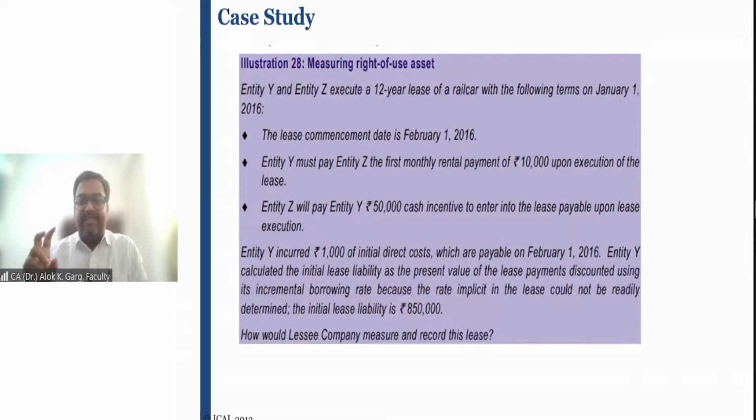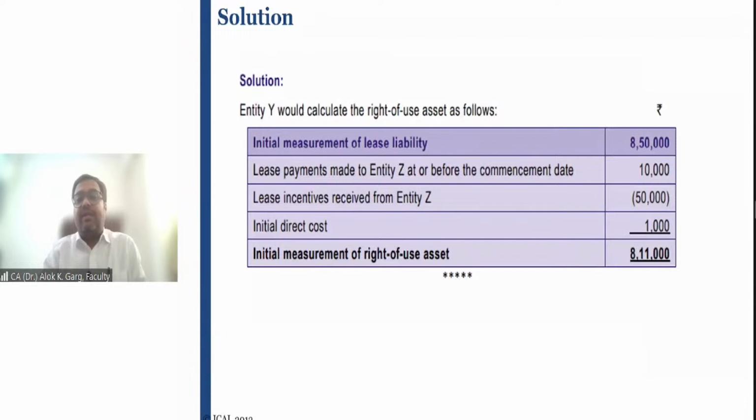8,50,000 is your lease payment, present value of future lease payment. 8,50,000 is lease liability, right? Plus 10,000 is your advance rent. 850 plus 10, 860. Minus 50,000 is lease incentive. So 8,10,000. Plus 1,000 is initial direct cost. So the total comes out at 8,11,000. So 7 students have answered the right answer to this question. 8,11,000 is the right answer.